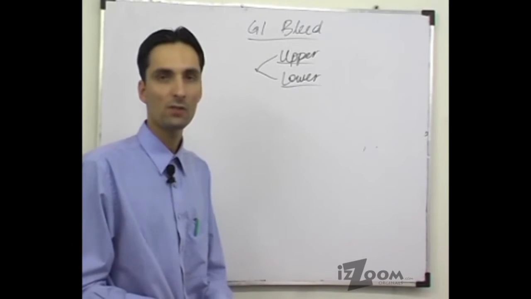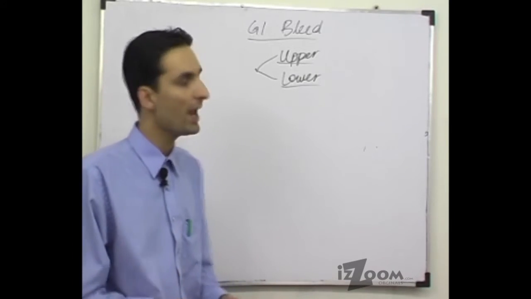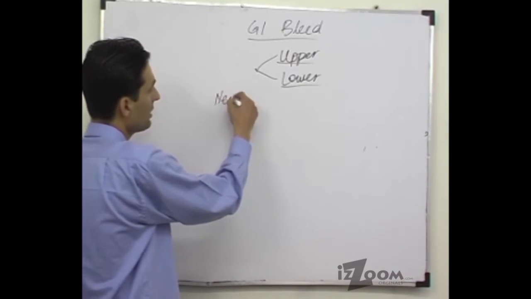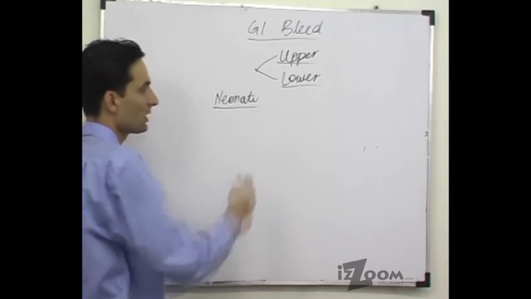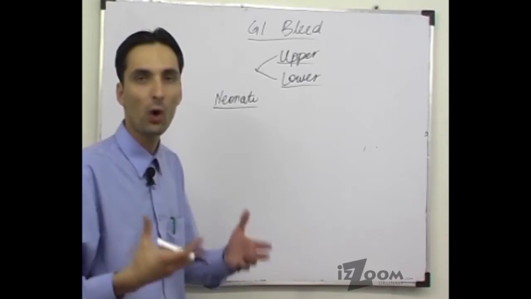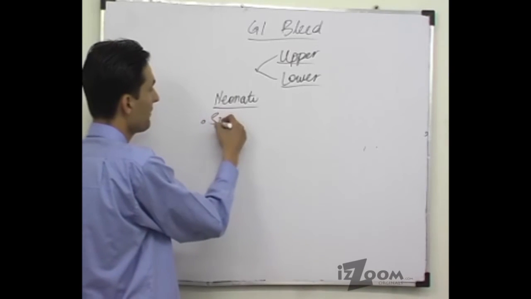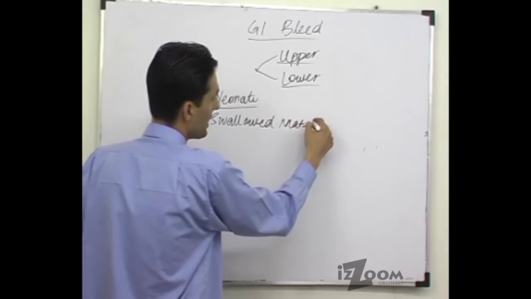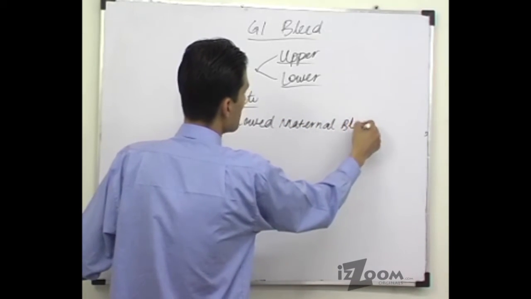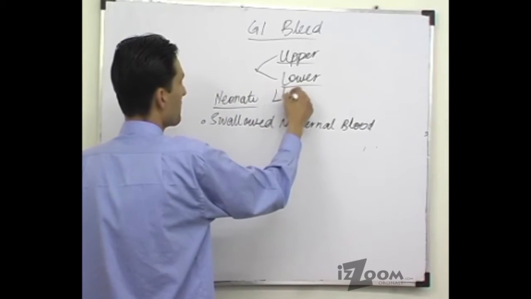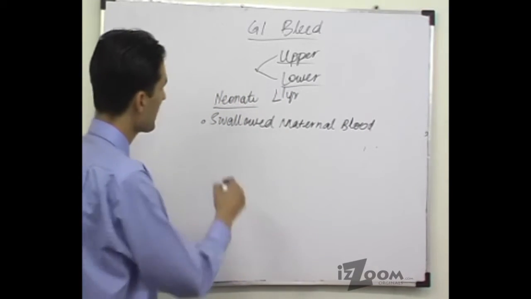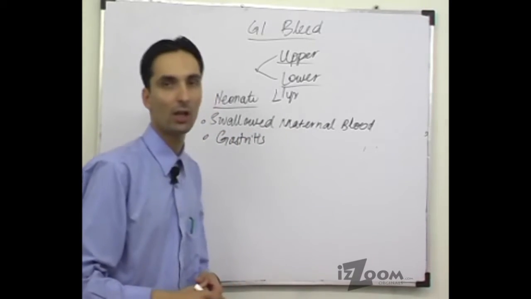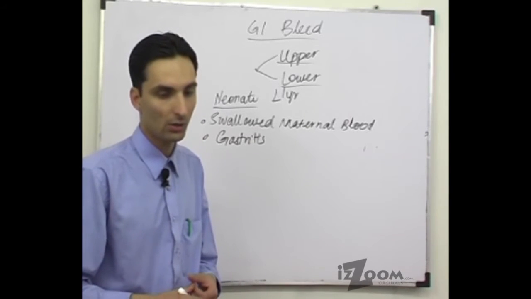But the causes of GI bleed differ with respect to age. If a neonate is born and presents to you with hematemesis, you should consider the cause of swallowed maternal blood. You should consider that the infant might have swallowed maternal blood during delivery. Also, in children less than 1 year of age, gastritis is a common cause. Gastritis can lead to upper GI bleeding in the form of hematemesis or melena or dark stools.